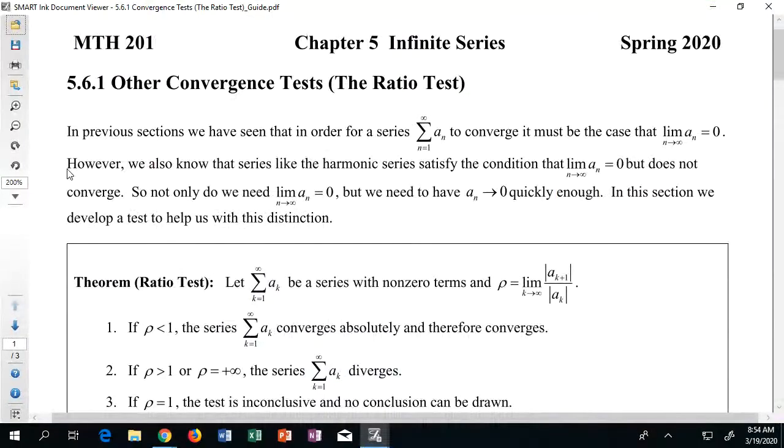All right, in this video, we're going to take a look at the start of section 5.6.1, where we're going to talk about our second to last test, the ratio test.